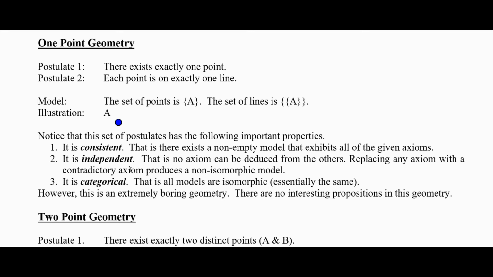This set of postulates has the following important properties. It's consistent, so there exists a non-empty model that exhibits all the given axioms. Axiom is another name for postulate. It is independent, so there is no axiom that can be deduced from the others. Replacing any axiom with a contradictory axiom produces a non-isomorphic model. It's categorical. All models are isomorphic, essentially the same. We could name the point a different name, but it's basically the same thing.